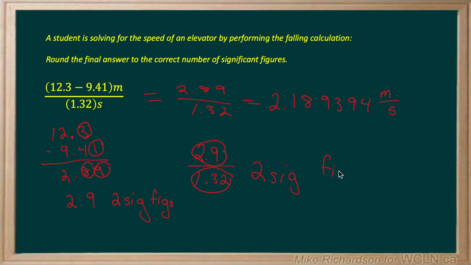So my final answer, I have to round it off. There's one sig fig, there's my second. I have to round it off to the 1/10th column. So my final answer should be 2.2 meters per second to the correct number of significant figures.